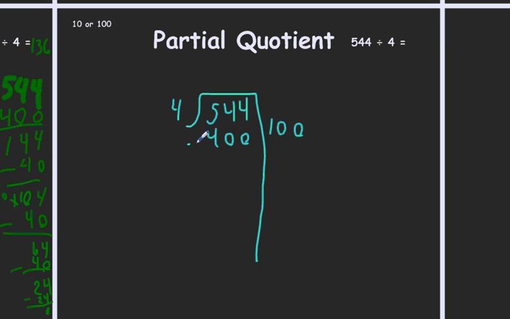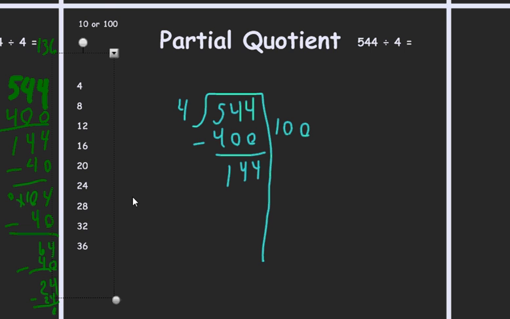What we have left is 144. So now instead of taking 3 times, I can look at my multiple chart over here. If I make a multiple chart, I can see that 12 is a little bit small in this, but will work.